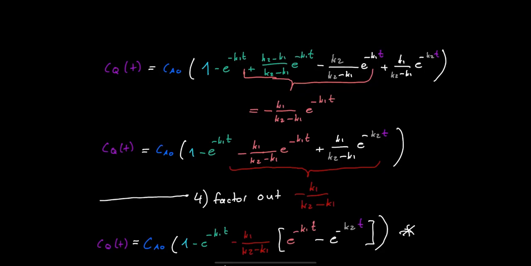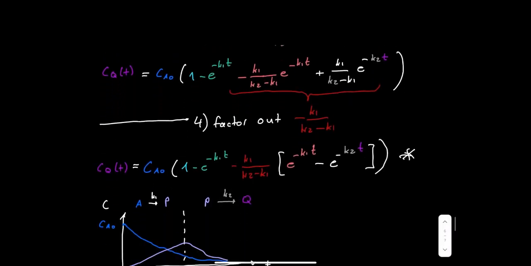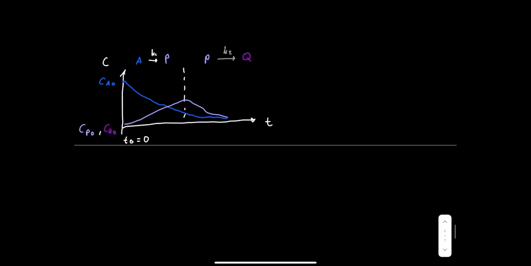So this is our simplified form of the equation. Now let's look at its sketch. The concentration of the species Q will depend on the amount of the species P, because P is only involved in the second part of the reaction.